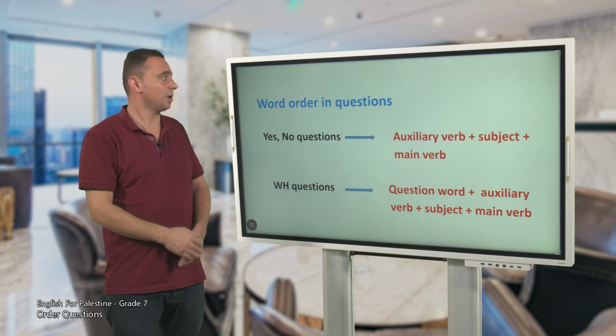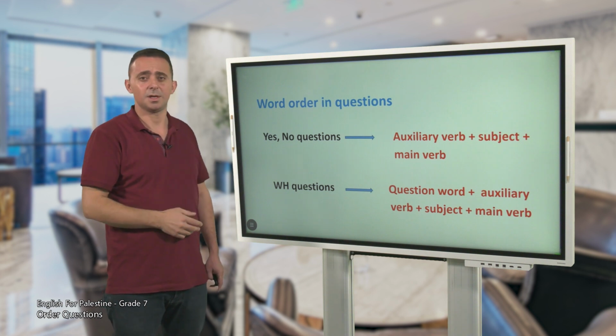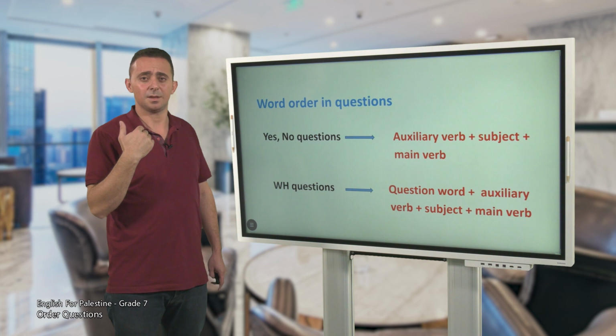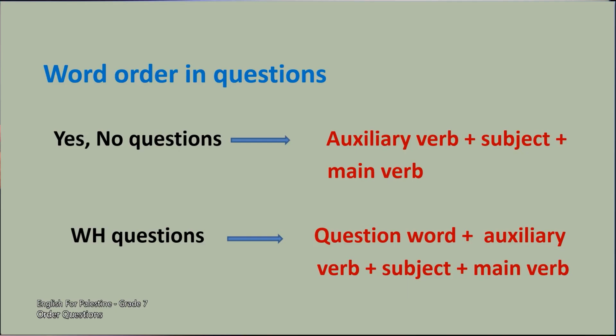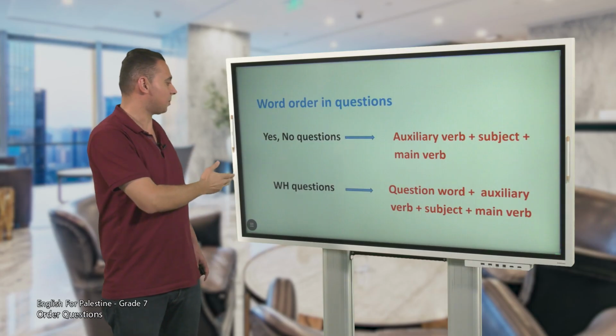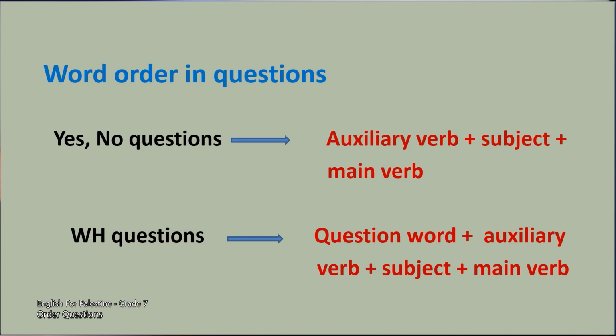Okay, dear students, what about word order in questions? As you have previously seen, the structure of yes-no questions is we start with an auxiliary verb plus subject plus main verb. This is the structure of yes-no questions. What about WH questions? We start with a question word and auxiliary verb plus subject plus main verb. This is the structure of WH questions.